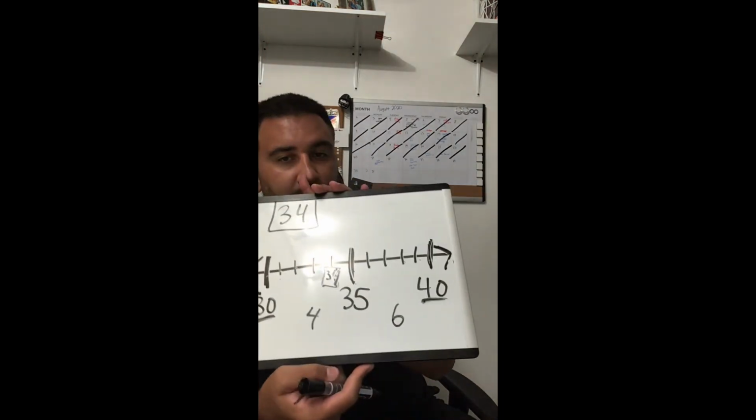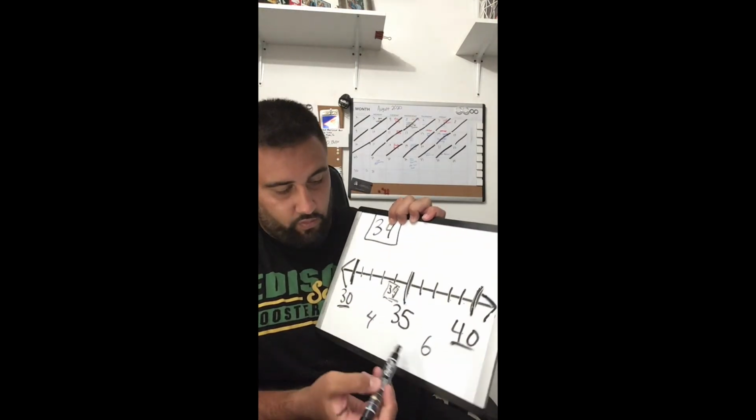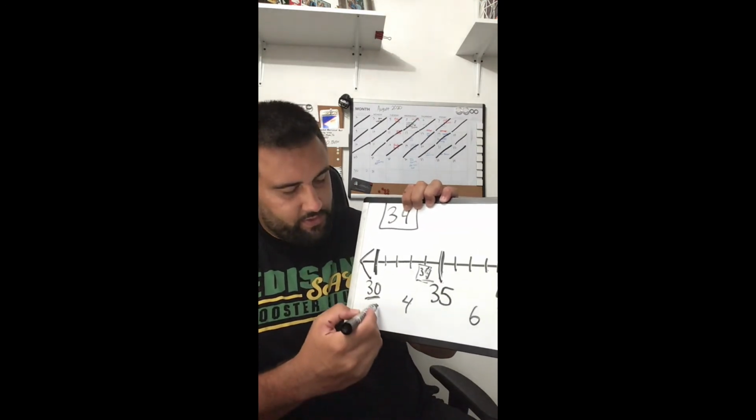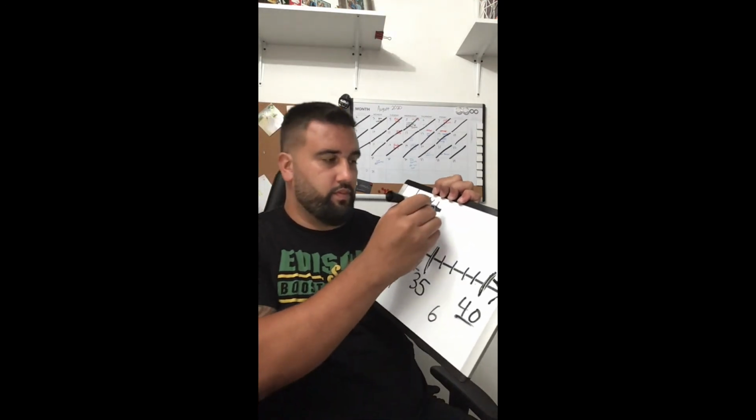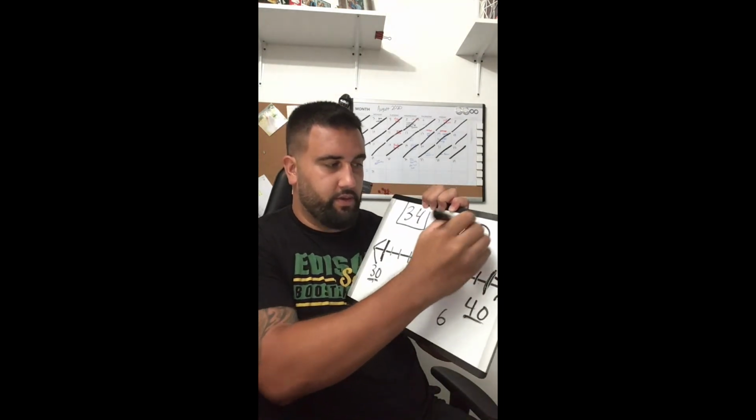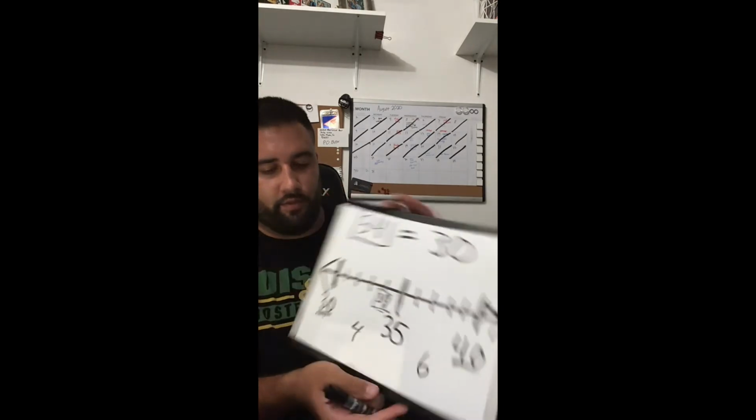So where do we round? Right? So we can take that last digit and we can see which one it's closer to. Well, there it is. It's closer to our 30. So we would round. 34 can be rounded down to 30. Okay? Also, we're going to do one more.